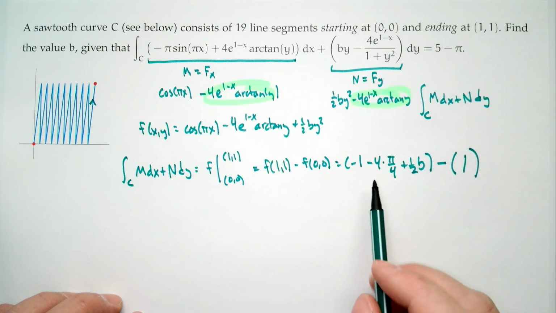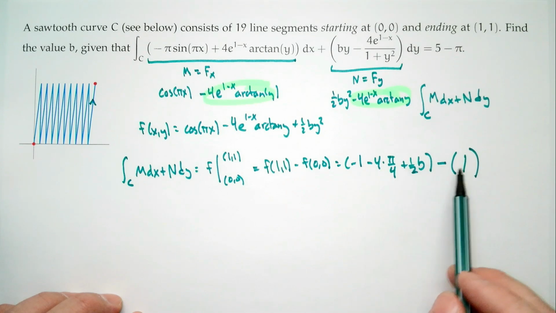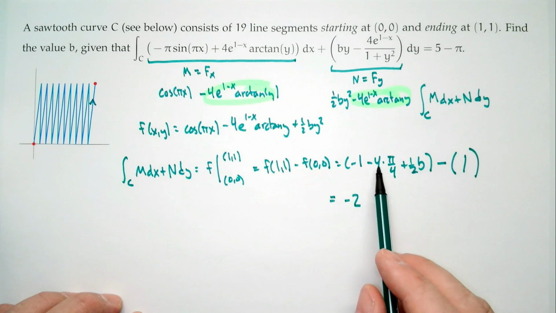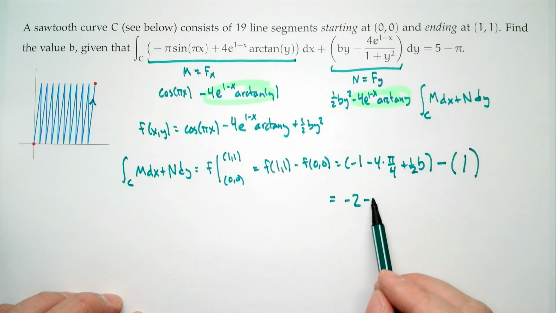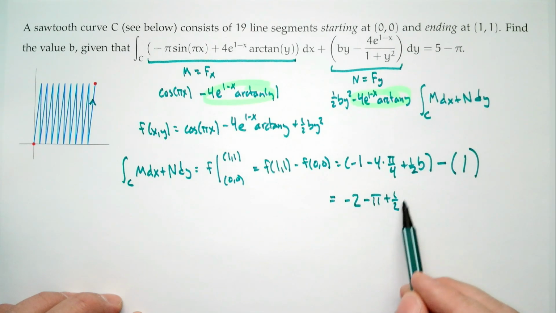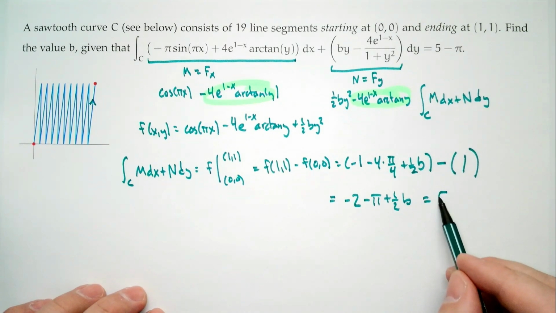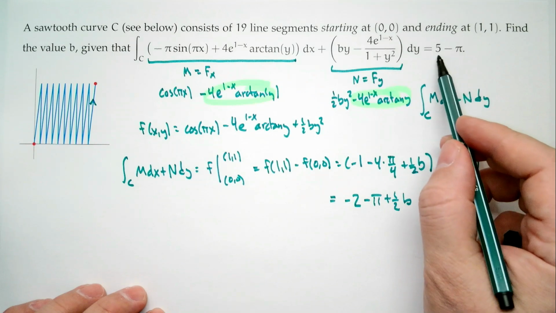So what we end up with here is we have minus 1, then there's another minus 1, so that makes minus 2. Then we have minus 4 times pi fourths makes minus pi plus 1/2 times b. So that's what the integral will turn out to be. But the problem says the answer should be 5 minus pi, coming from up here.